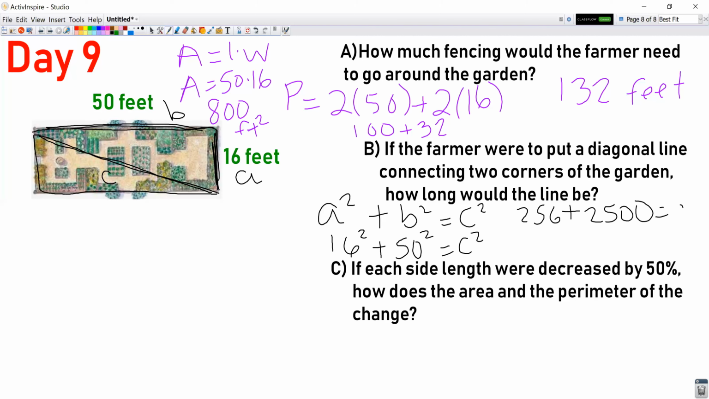what if the gardener is trying to downsize and he was going to decrease each side by 50%? How would the area and the perimeter change? So instead of 50 feet, we would now have half of that, which is 25 feet. And instead of 16 feet, you would have half, which is 8. So let's find the perimeter. Once again, it's the outside.